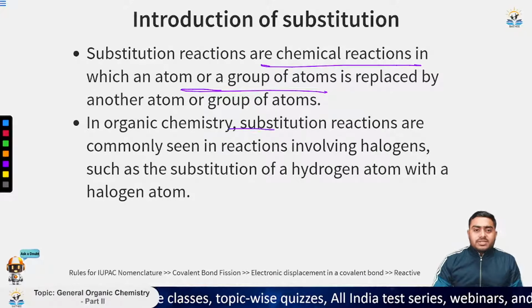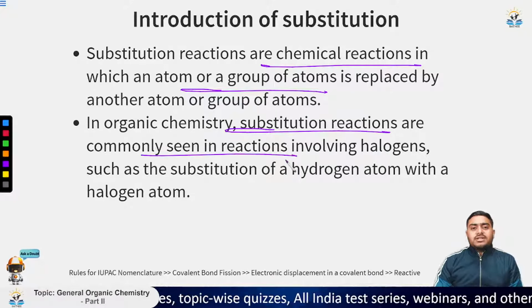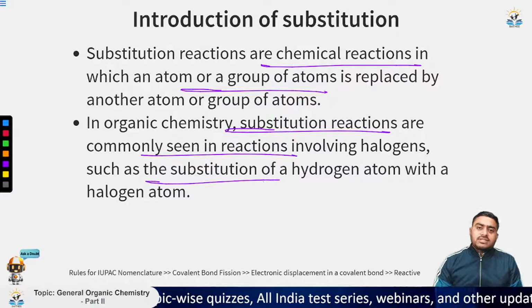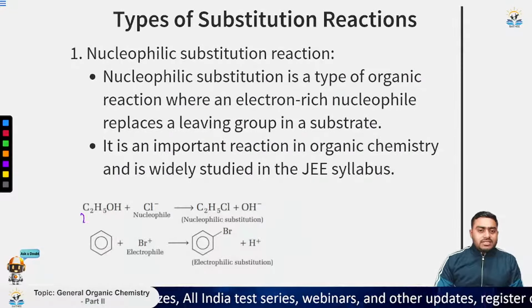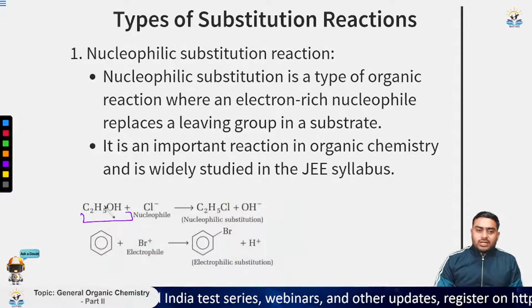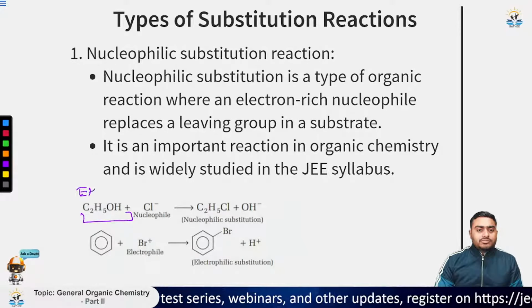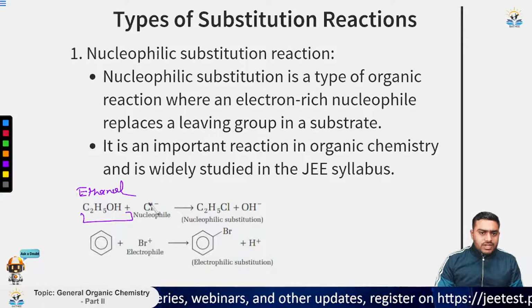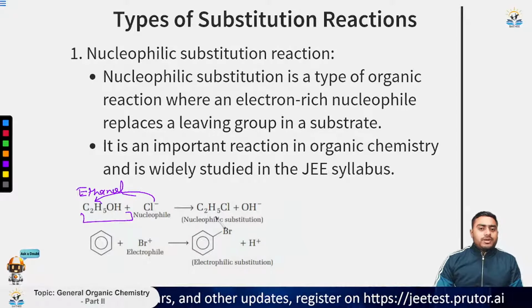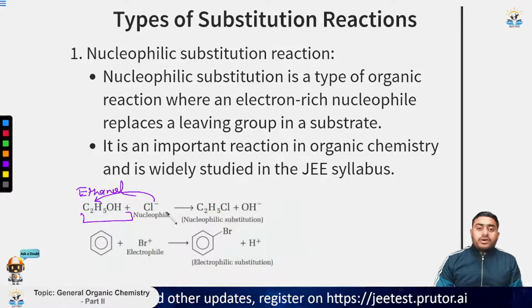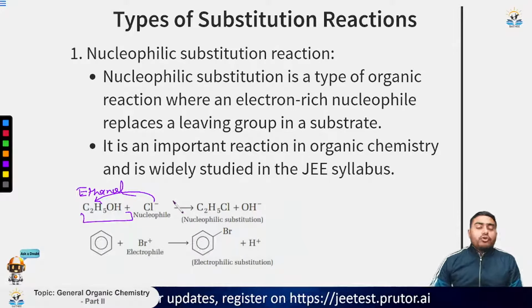In organic chemistry, substitution reactions are commonly seen in reactions involving halogens, such as substitution of a hydrogen atom with a halogen atom. You can see the example, C2H5OH. This is ethanol, eth plus an plus ol, ethanol. And Cl negative is attacking like this. So OH negative is being removed from here. So the nucleophile is attacking and the removal of the leaving group is taking place.